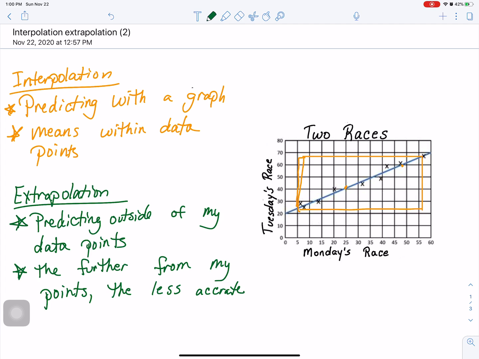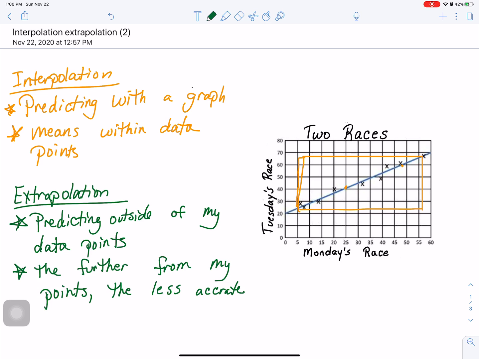So, for example, I could talk about things that are under 5 seconds. That would definitely be an extrapolation because I don't have any data points around there. So saying if I got a 3 on Monday's race, what would you predict would happen on Tuesday's race? That would be extrapolation. More often than not, it's going the other direction. So maybe I'm going to say you got 100 on Monday's race. What would you predict would happen on Tuesday's race?